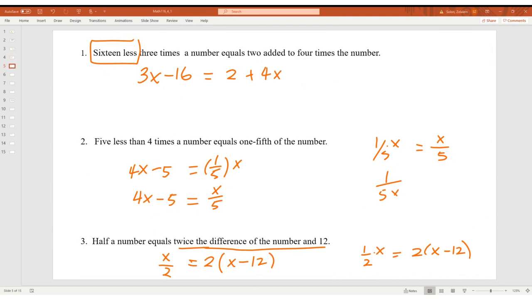Yeah, exactly. The difference of a number and 12 is just a single number, so it has to be inside parentheses. Okay, excellent. We are done with the first objective, which is writing an expression into an equation, so a given statement into an equation. Now let's move to solving equations.